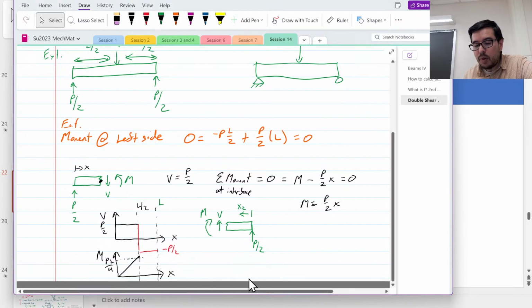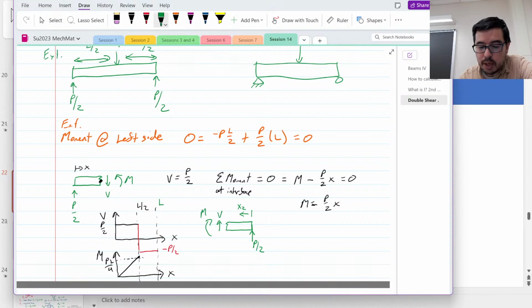Okay. I could define it from this direction as well if I want. Let's just call it this way though, for now. All right, so V, what does V got to be equal to? Well, once again, we do equilibrium. So when we do that, what do we see? We see that P over 2 plus V is equal to 0. That means that V has to be equal to minus P over 2.